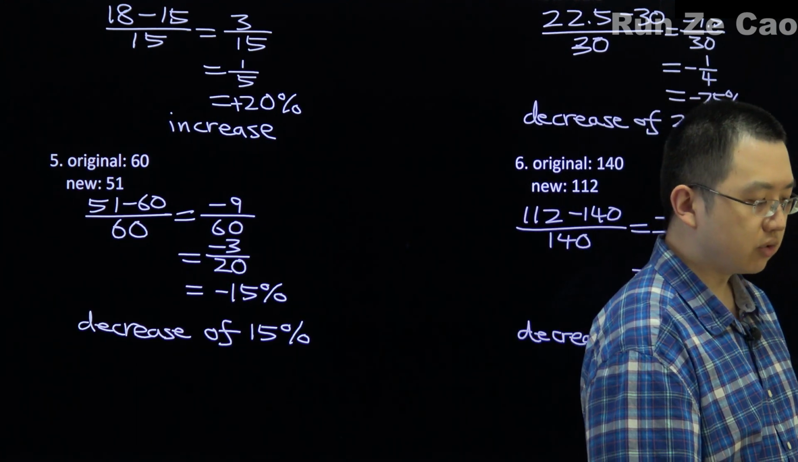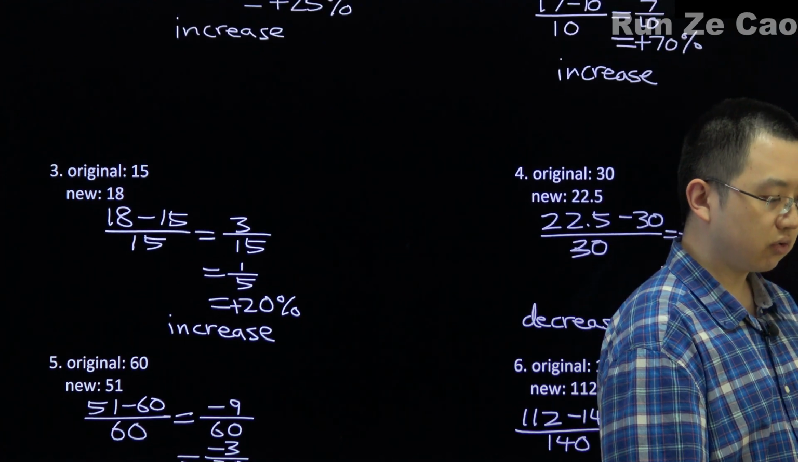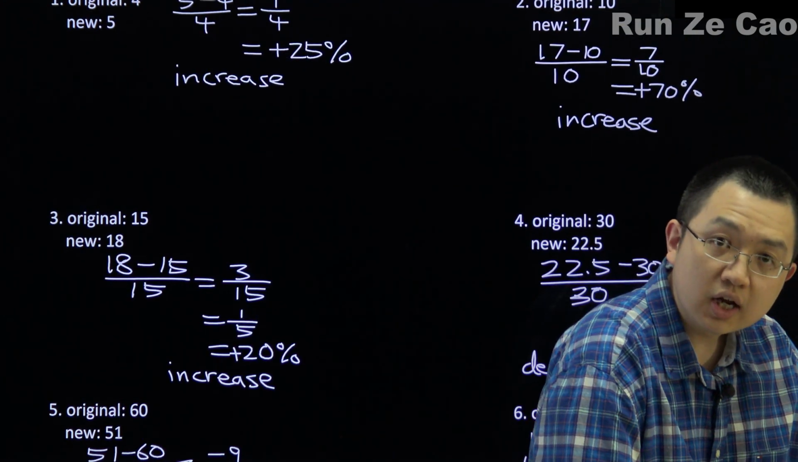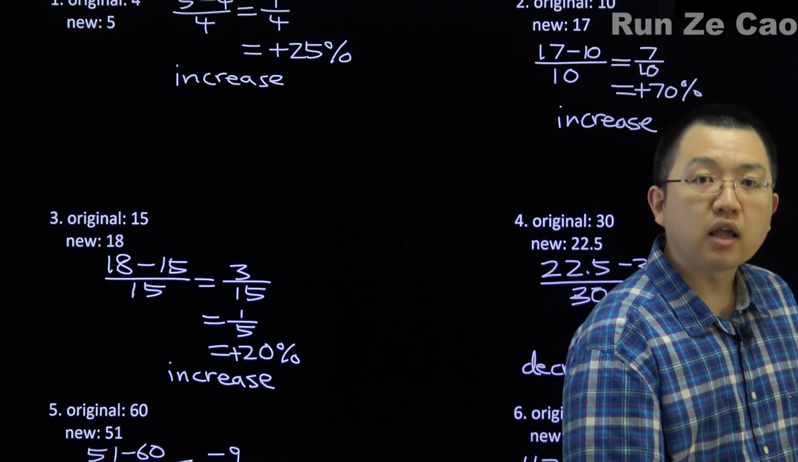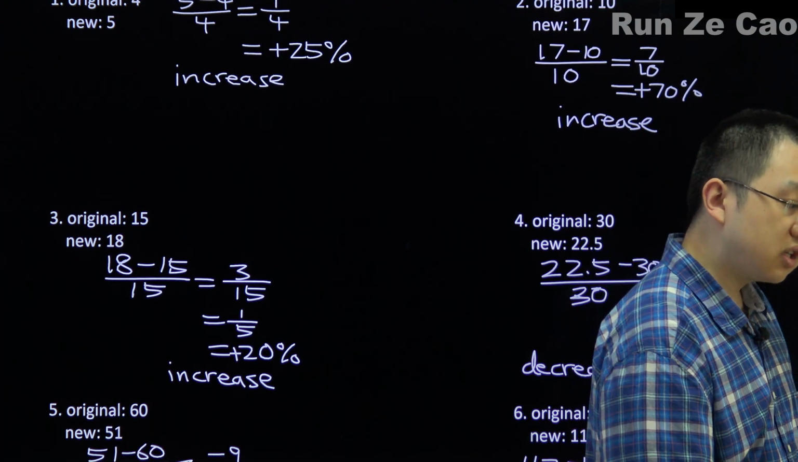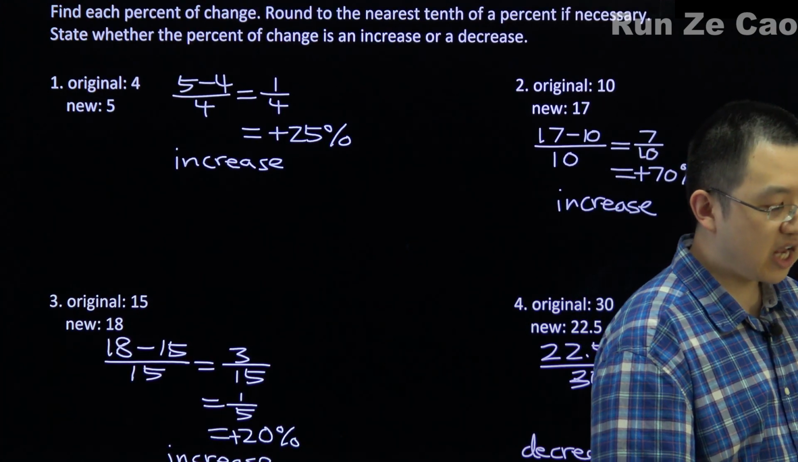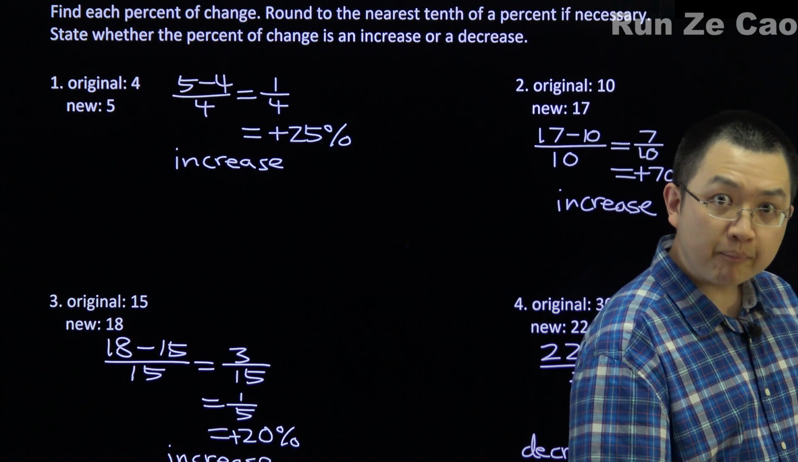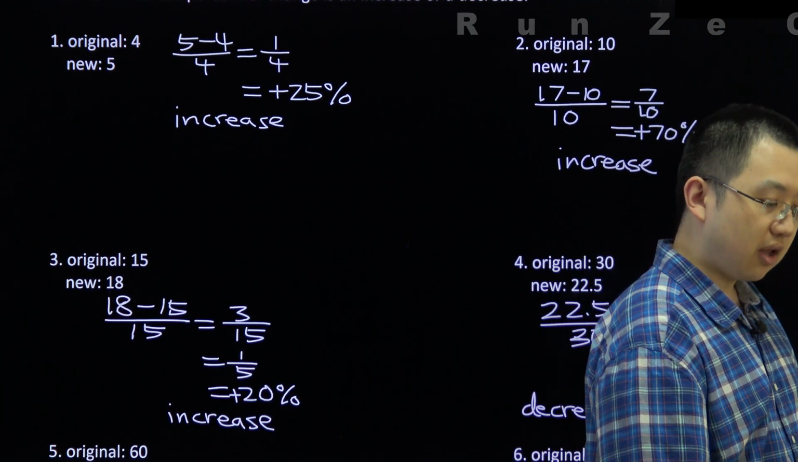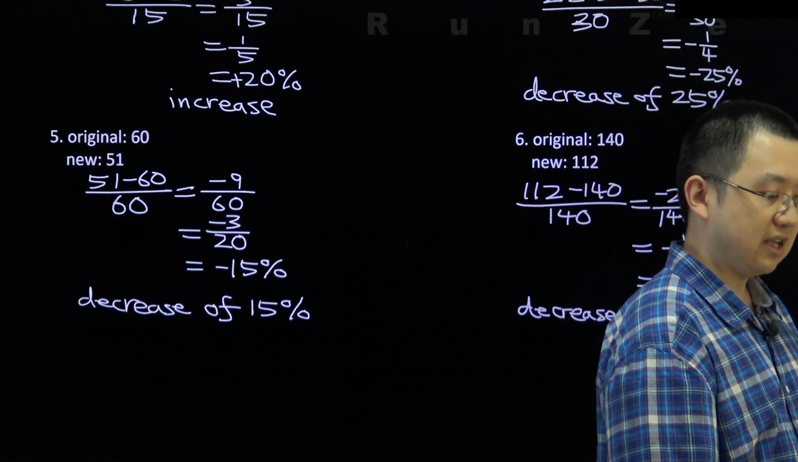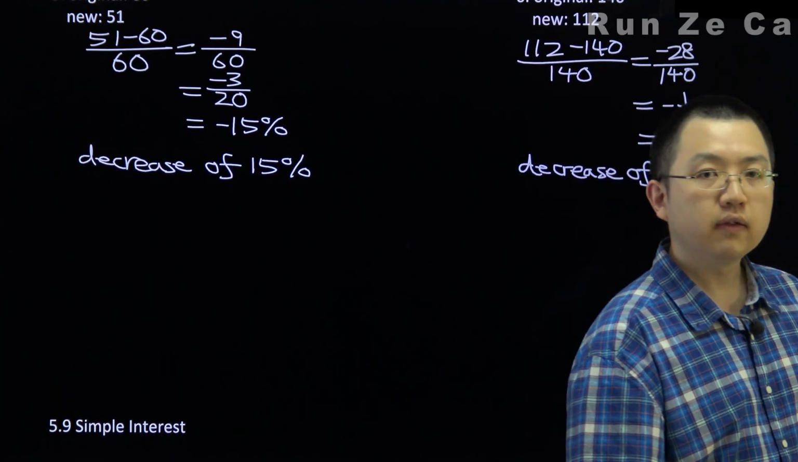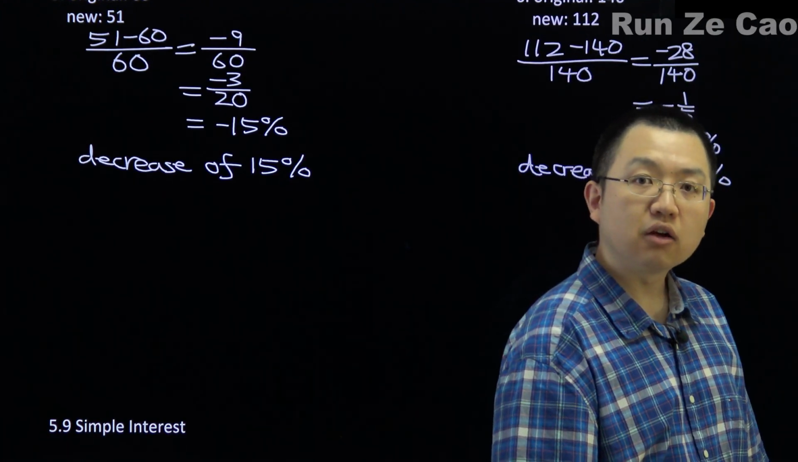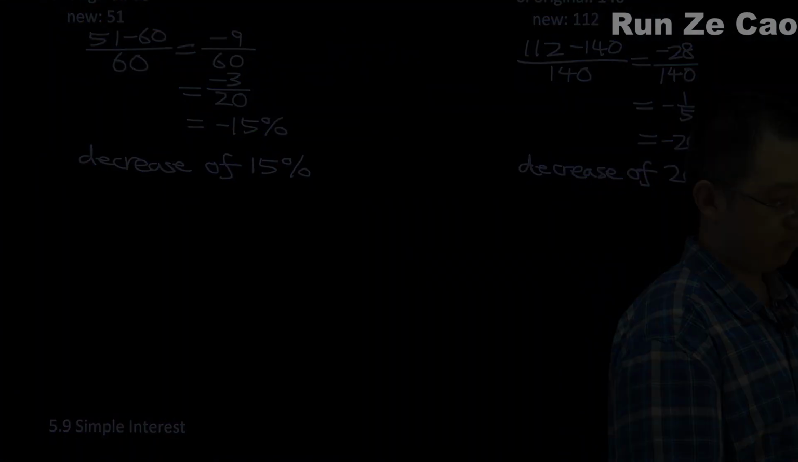So, when you state an increase or decrease of some percentage, you're going to state it as a positive percentage. But if you're just stating the percent of change as a number, you need positive or negative signs attached. That will indicate the direction of the change.